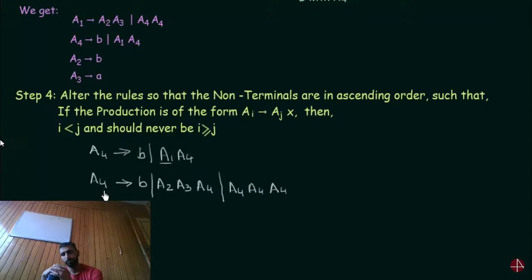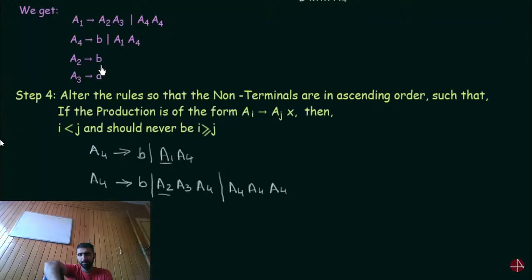Our i is 4 and our j is 2. Again we see that i, which is 4, is greater than j, which is 2. So this is not allowed. So it is still not following the rule of step number 4. So I will replace the value of A2, because this was the variable that is causing the problem. I will replace the value of A2 with some other value in order to make it follow rule number 4. So what is the value of A2 with which I can replace it?